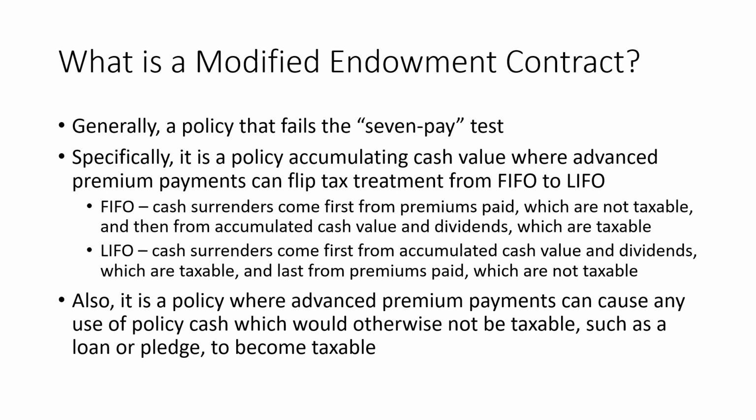And it's also important to note that this doesn't just apply to cash withdrawals. If you have a modified endowment contract, any sort of use or benefit from policy cash could be taxable, such as a loan from the policy proceeds, which would usually be tax-free, or even a pledge of the policy for another outside loan from a third party. Any of those could cause taxable treatment of the loan itself.